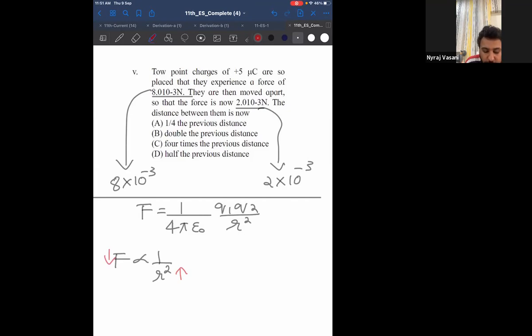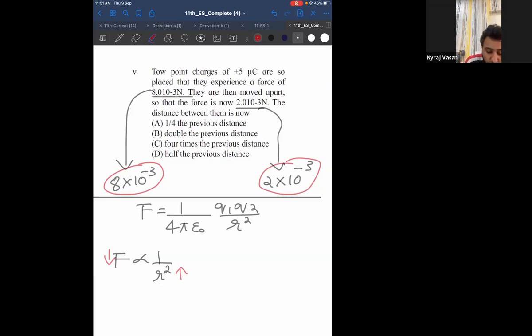Now tell me, my force was 8 into 10 power minus 3. Now it became 2 into 10 power minus 3. The first question you should ask yourself is, did the force increase or did the force decrease? Answer is decrease. From 8, it became 2. That means the force has decreased. Indirectly, it means the distance has increased because force is inversely proportional to square of the distance. That means I should know one thing for sure, that if force has decreased, the distance has definitely increased.